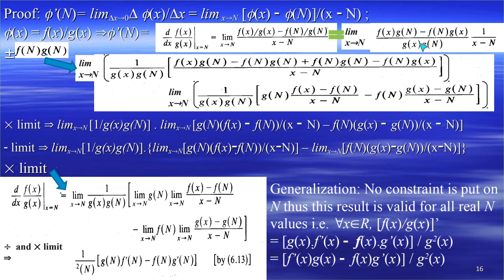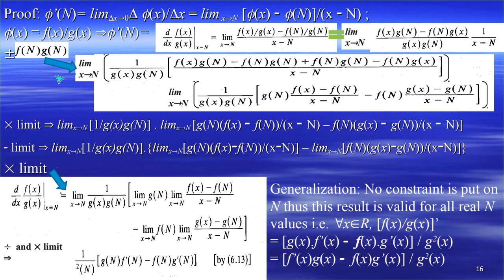So now I take this denominator, g of x times g of n, outside, like 1 over g of x times g of n. And I put this denominator x minus n here and introduce this f of n times g of n term. I subtract and add it. So I obtain 1 over g of x times g of n times f of x times g of n minus f of n times g of n plus f of n times g of n. You see, I subtract and add the same thing, so it doesn't change the formula, minus f of n times g of x, and the whole over x minus n.